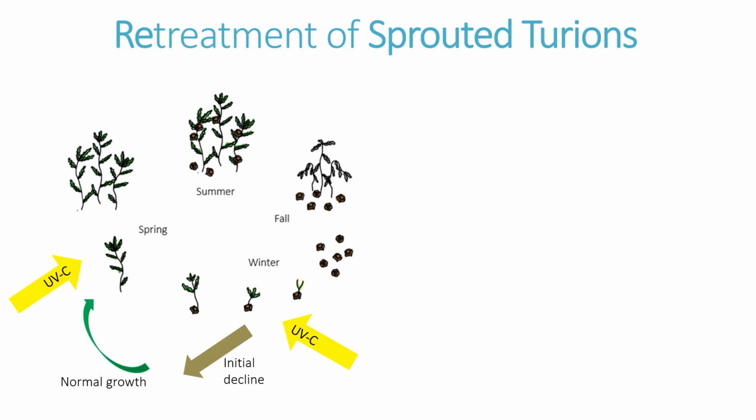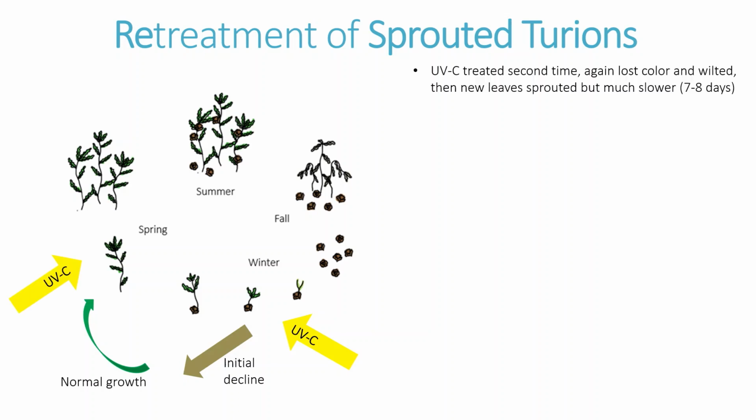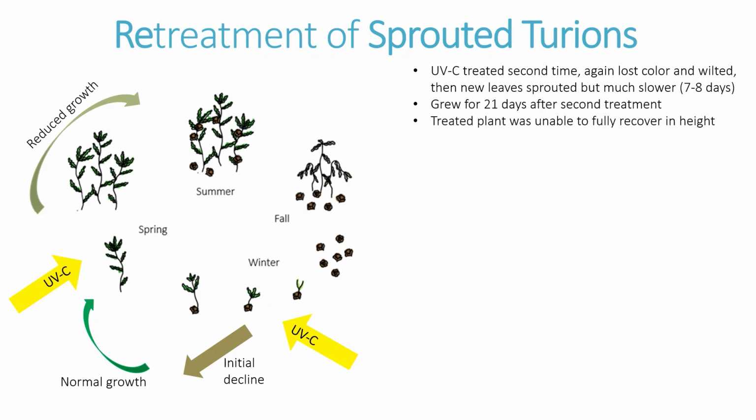So here's our first treatment and our second UVC treatment. What we saw was the same effects, loss of turgor pressure followed by new leaves, but at a much slower rate, 7 to 8 days after the second treatment as compared to 3 to 5 days after the first. The turions are starting to deplete their energy reserves. We then saw reduced growth, and after 21 days, they were harvested and compared.